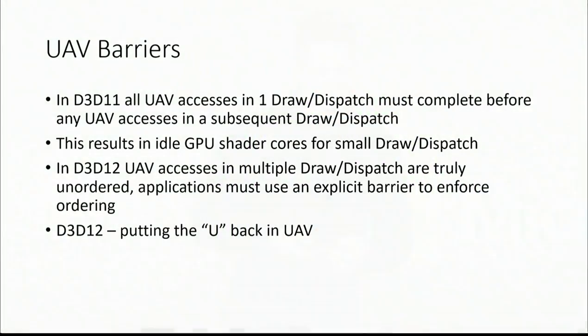Okay. Another really cool feature in the API: UAV barriers. In 11, in terms of the hardware spec and how we documented the API behavior, if you have a draw call that uses compute, or a dispatch call, what we expect is that the GPU and the driver must guarantee that all the UAV accesses for a given draw, compute, or dispatch must complete before the next draw, compute, or dispatch.